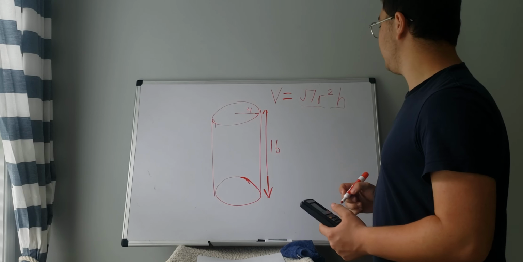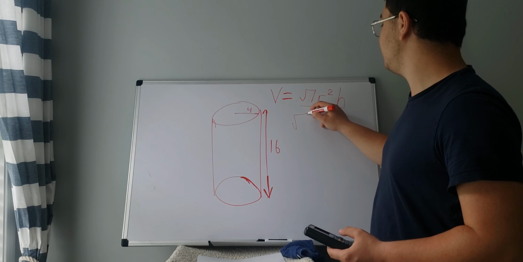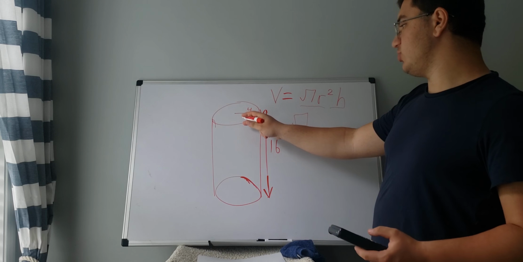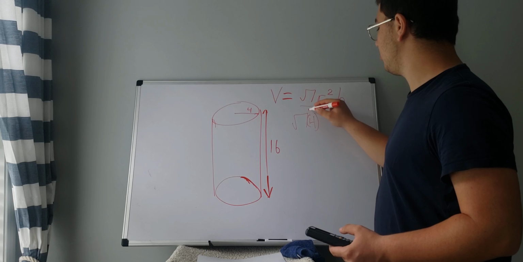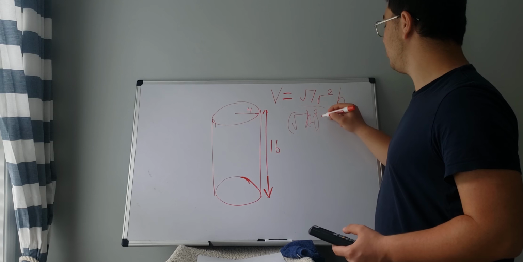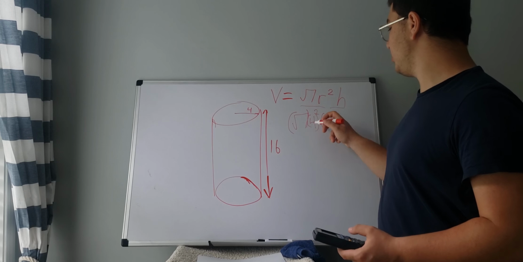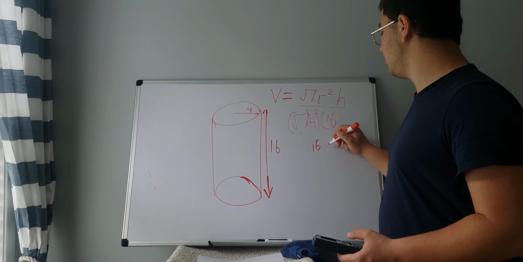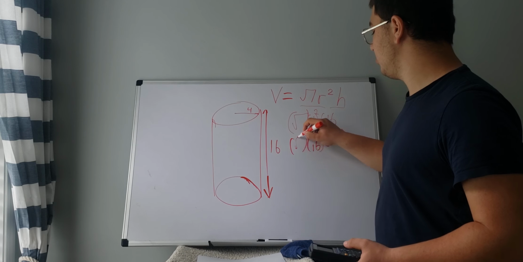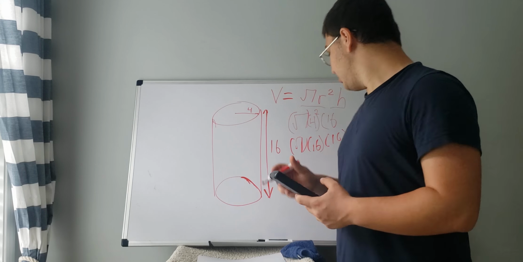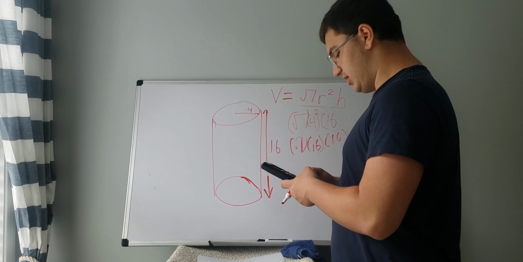So let's plug in our numbers because this is a formula, so we will need to plug in numbers. So we have pi is just pi. Our radius, which is half of the diameter, is 4, so 4 squared, and then times the height, which is 16. And we're going to multiply that all together. So we know that 4 squared is 16, and then that is being multiplied by 16, and it is being multiplied by pi. So let's put this in our calculator.